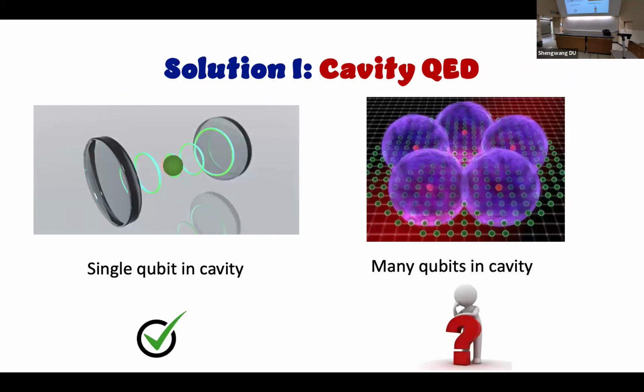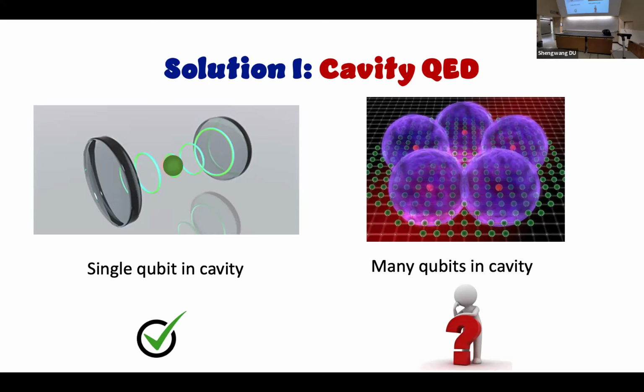And you can argue, okay, can we put the atom into the cavity? If you have a single qubit, you can improve the coupling efficiency between the photon and the qubit. But the problem is, if you have a quantum computer with many qubits, how could you put many qubits into a cavity? So that is a challenge.